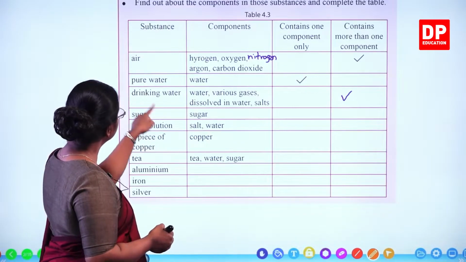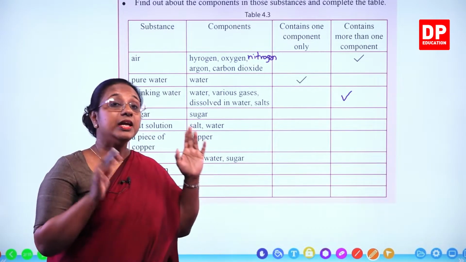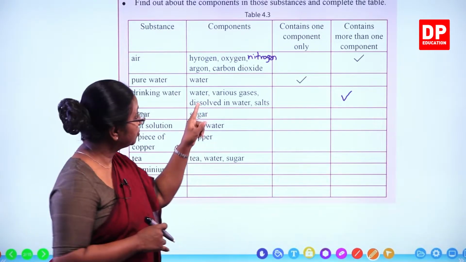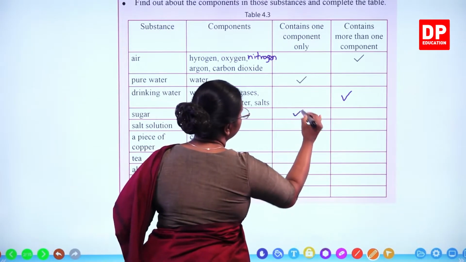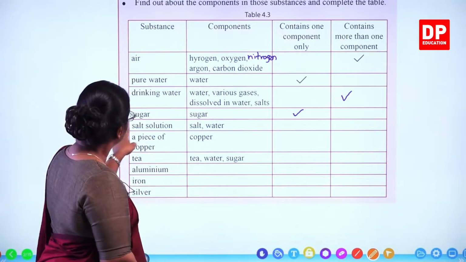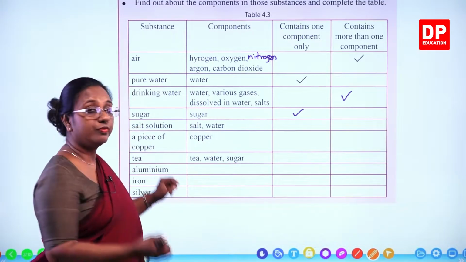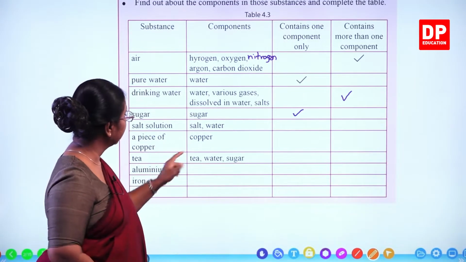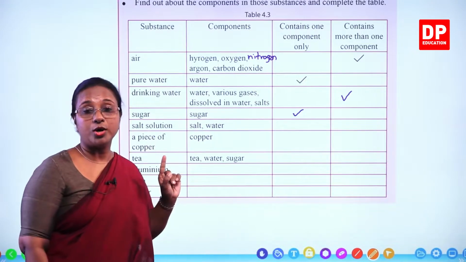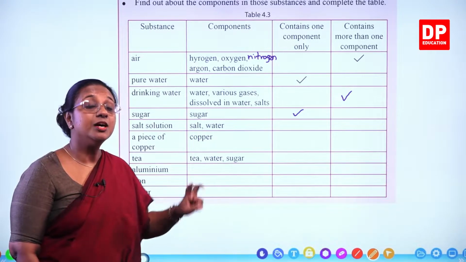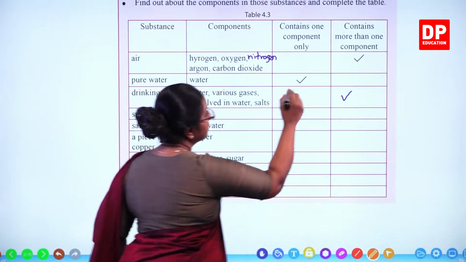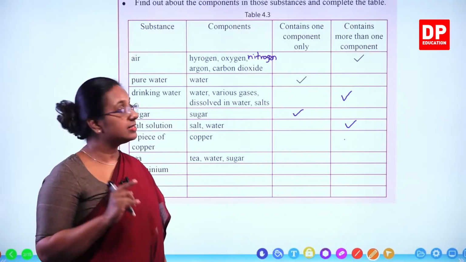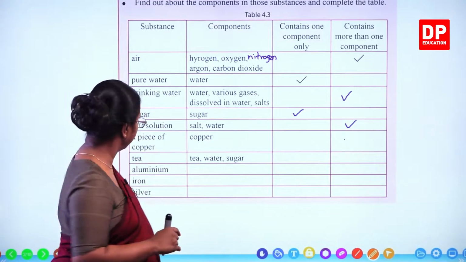Then the next one, sugar, what we have at home. It's only sugar. Components are only sugar. That means it contains one component only. Salt solution. When you dissolve salt in water, you get salt solution. That has salt, that has water. So how many components? Two components. That means there is more than one component there. So that again comes under the second column.